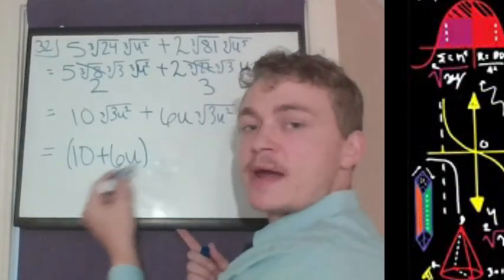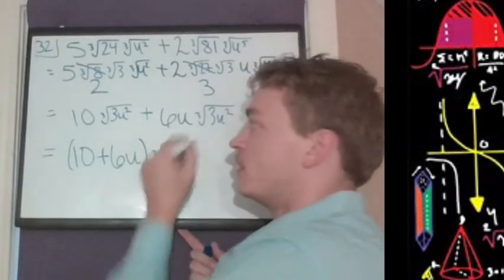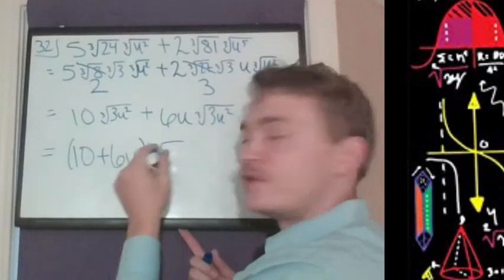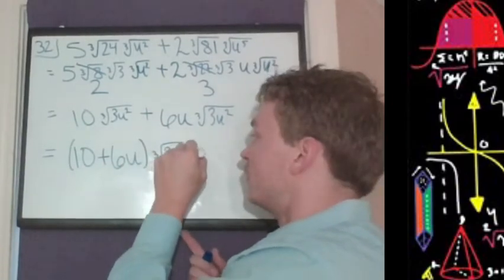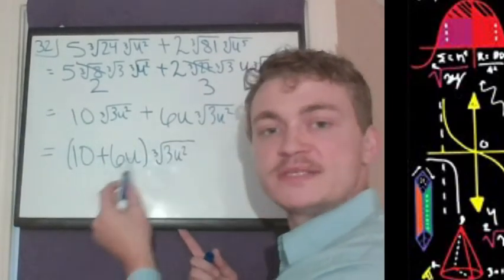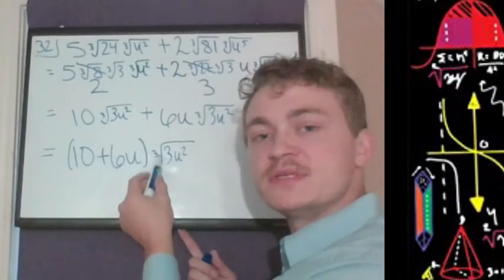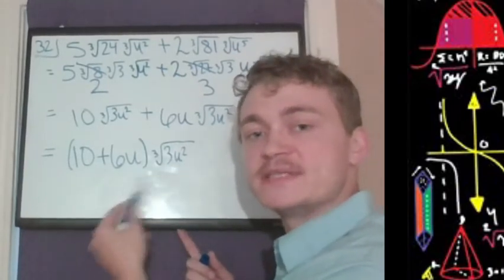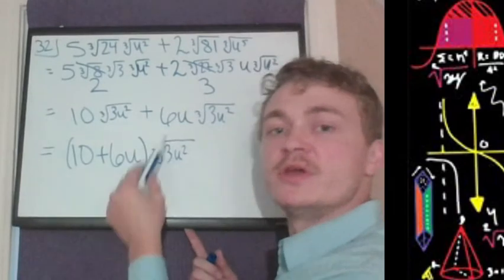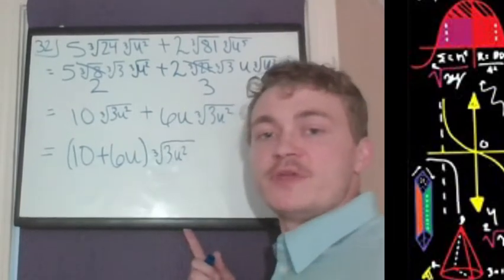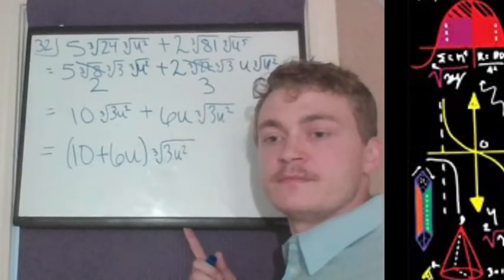This is how many radicals we have. For our cube root of 3u squared, we have 10 plus 6u times the cube root of 3u squared, or we can say we have 10 plus 6u cube roots of 3u squared.